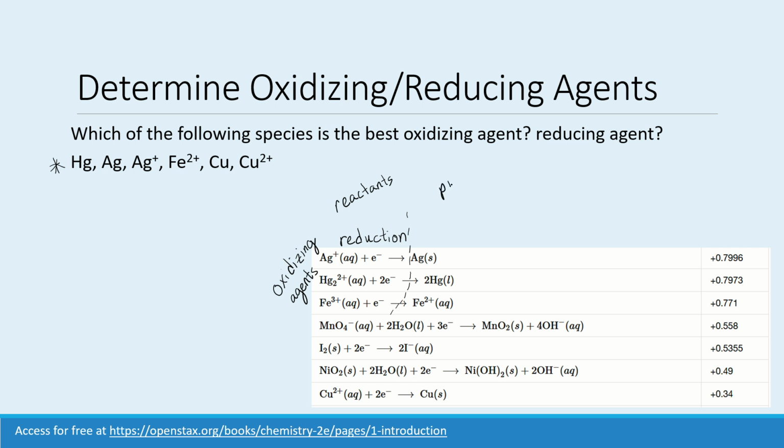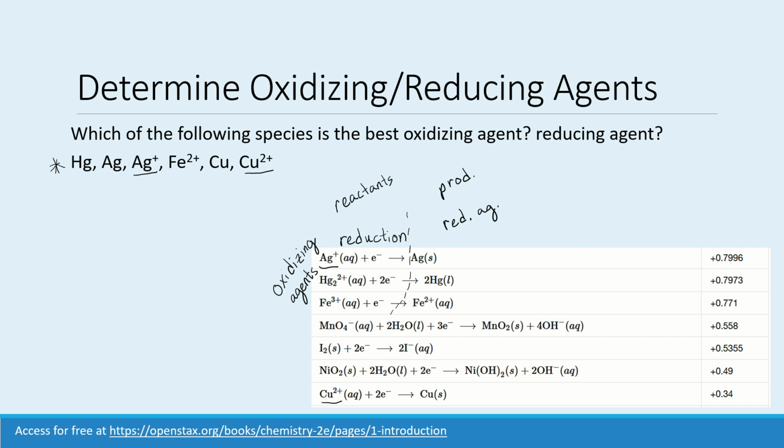On the product side, those are going to be your reducing agents. Okay, so when they're asking what is the best oxidizing agent, it has to be something on the reactant side. And so the only options that you have are that silver plus ion, which we see on the reactant side here, and you've got your copper 2 plus ion, also on the reactant side here. And that may be it. I think everything else is on the product side.